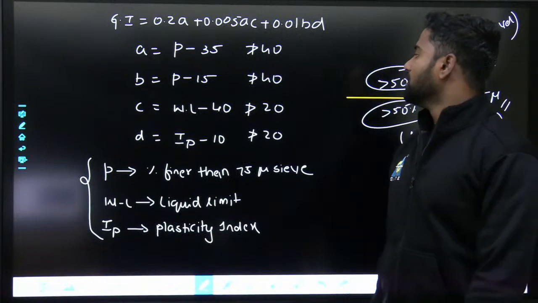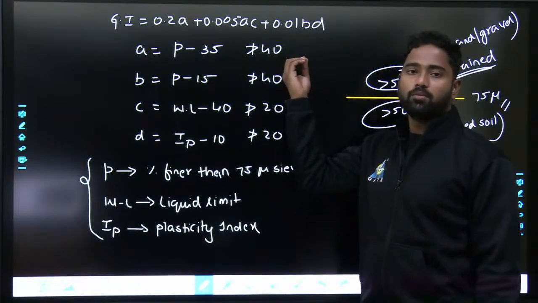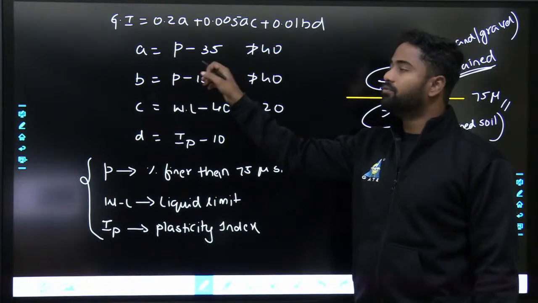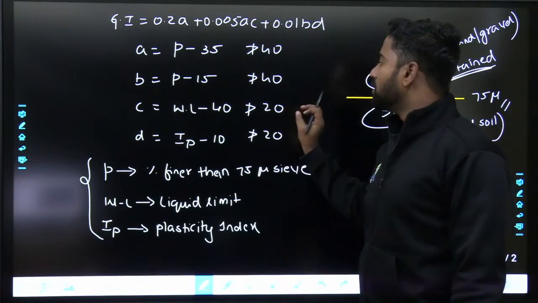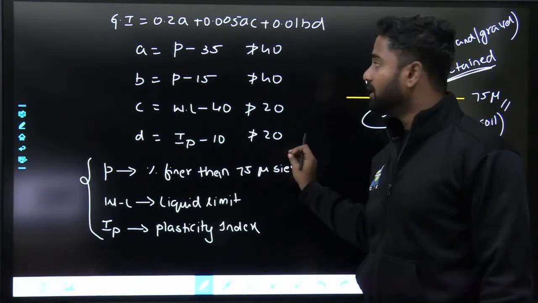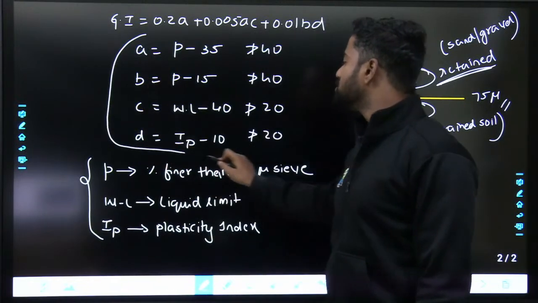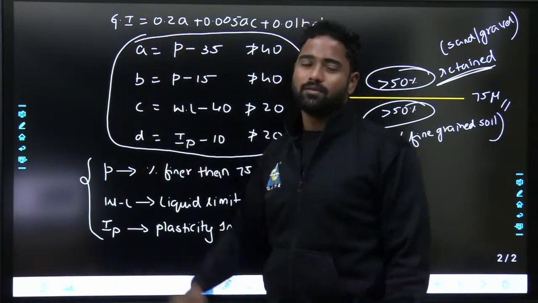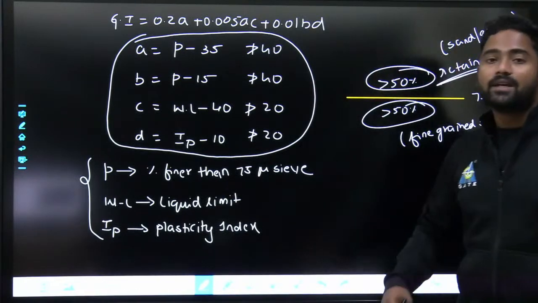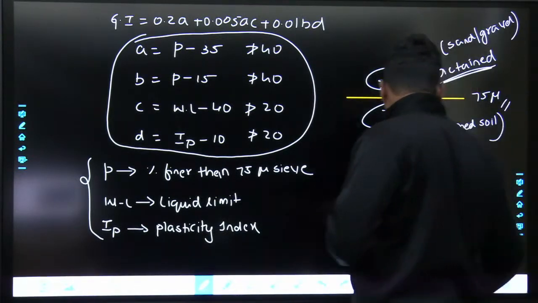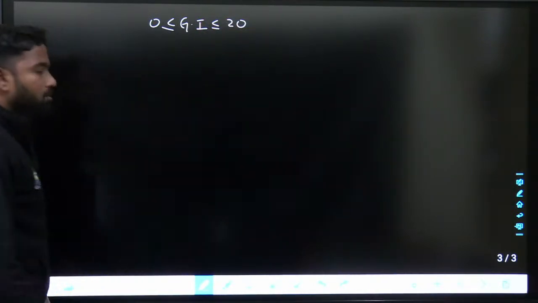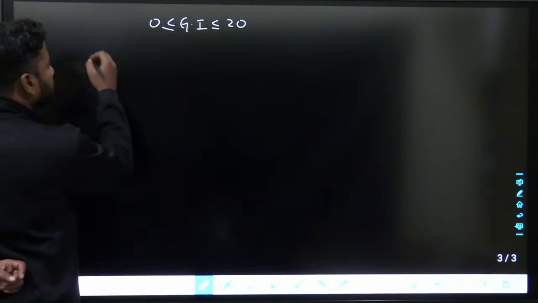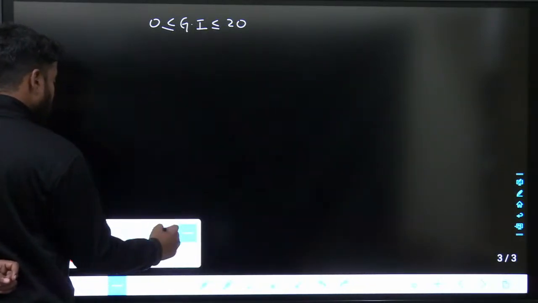So the value should not be more than 40. Whatever the value, if you are getting 50, you will restrict the value to only 40. Here also you will restrict the value to 40, and here also to 20. So these are A, B, C, D. Based on this, you will calculate the group index. This is given as per IRC. Generally, the group index will be in the range of 0 to 20. Higher is the group index.